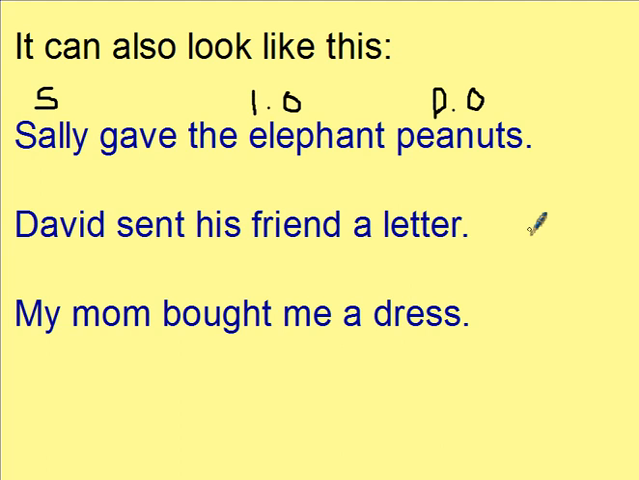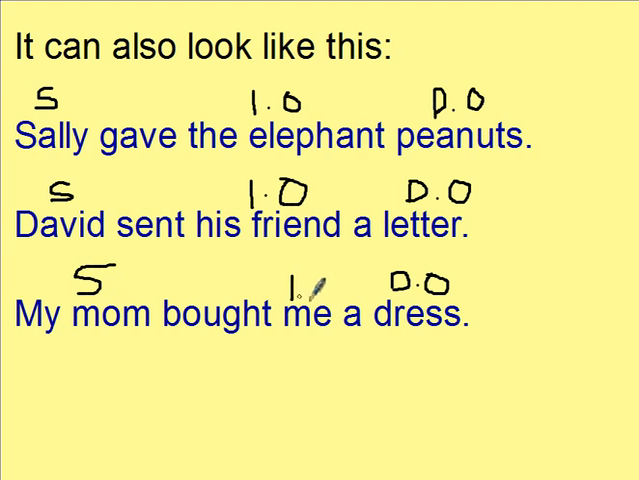David sent his friend a letter. David is our subject. David sent what? A letter. The letter is the direct object. David sent a letter to whom? His friend. So his friend remains the indirect object. My mom bought me a dress. My mom is the subject. My mom bought what? A dress. Dress is the direct object. My mom bought a dress for whom? For me. Therefore, I am still the indirect object.